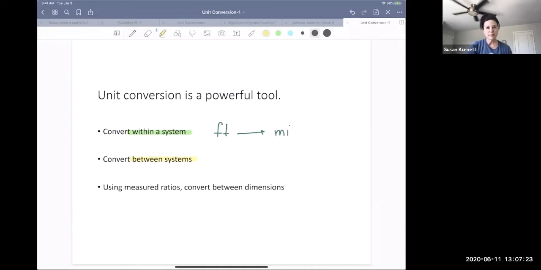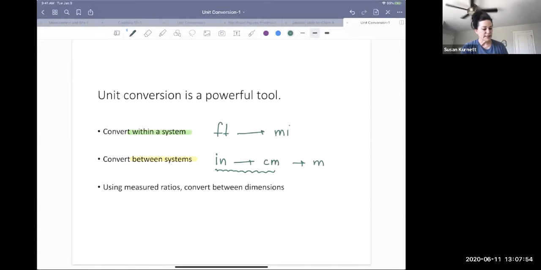Between systems means there's English and there's metric. And there might be a time when we need to convert from inches to meters. And we can't go straight from inches to meters. They're both length, but they're in different systems. And so we're going to go from inch to centimeters because this relationship is exact. And anytime we can use a defined quantity that is exact, that gives us unlimited sig figs, and that's a good thing. But we can go between systems.